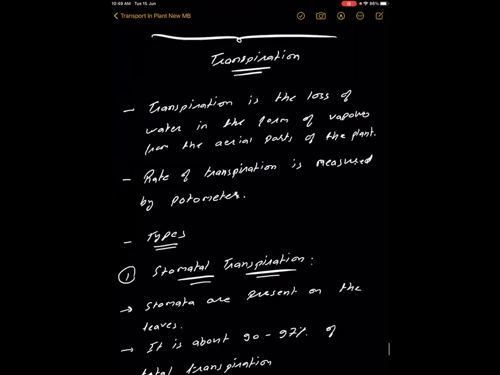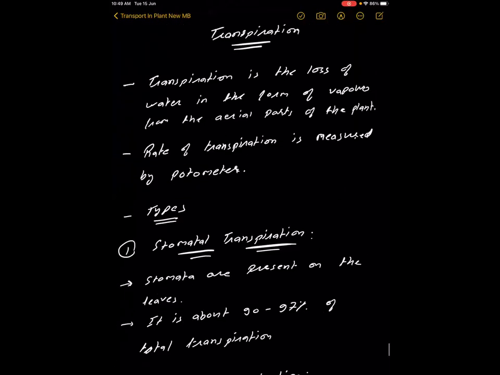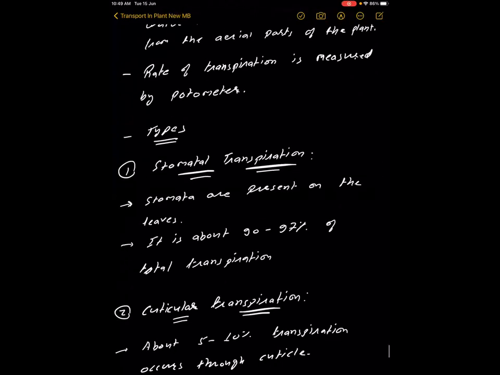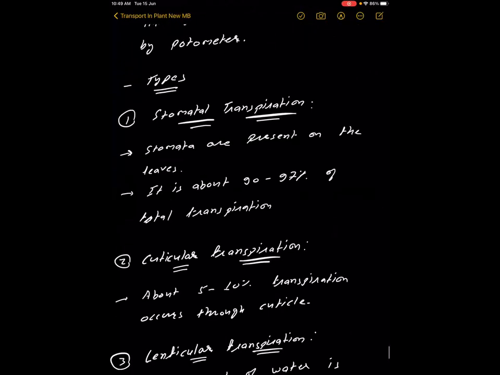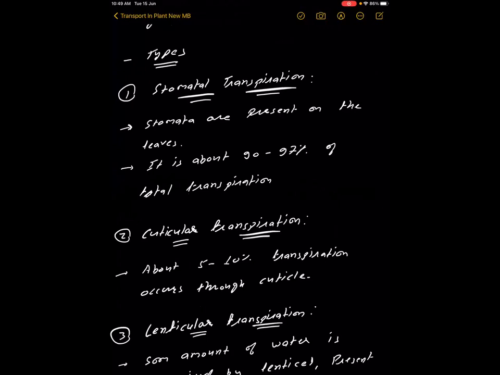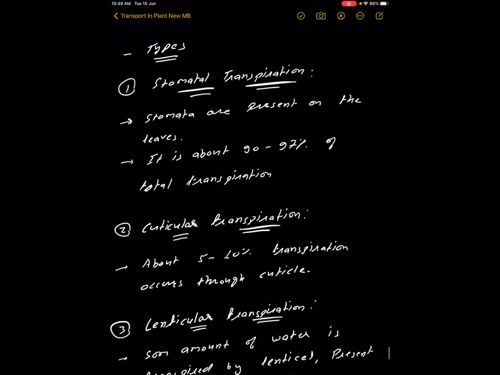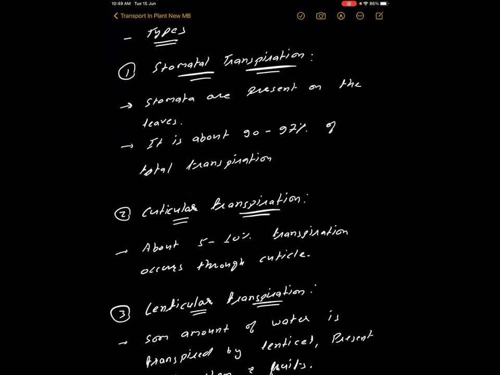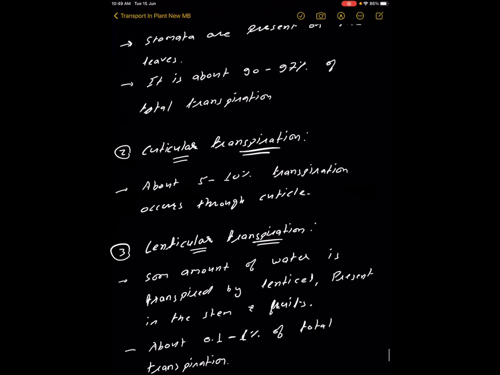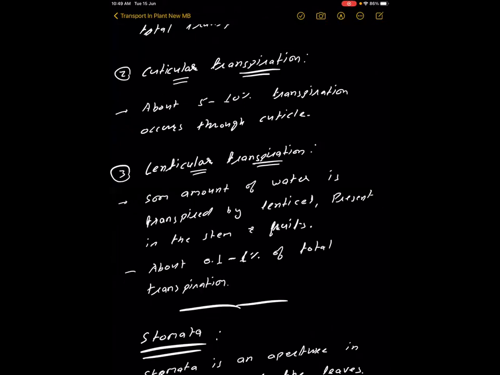So I repeat this part. Transpiration means loss of water in the form of vapors from the aerial part of the plant. The potometer is the instrument, the tool by which we can measure the transpiration rate. There are different types of transpiration. First is stomatal transpiration, around 90 to 97% through the stomata present on leaves. Cuticular transpiration, through the cuticle, some amount of transpiration is possible, around 5 to 10%.